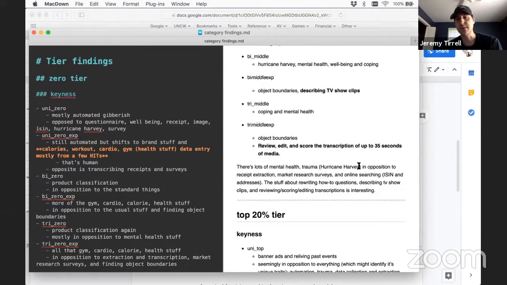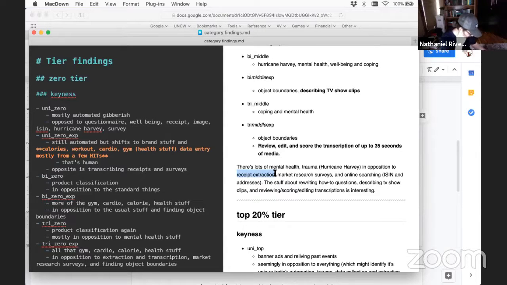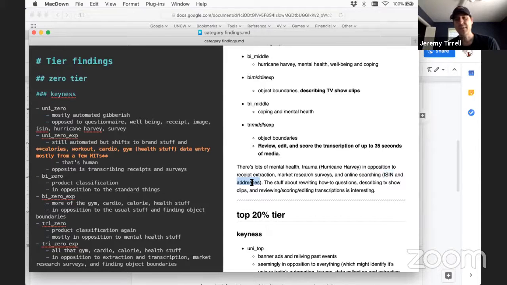In opposition to, and that's the useful thing about the keenness measurements, is it not only gives you what's prevalent, but it gives you the tail. So when we say in the middle 60 that mental health and risk things are prevalent, it puts them in opposition to things like receipt extraction, which is super prevalent. Pulling information out of receipts, marketing research surveys, online searching, like finding ISN codes, or finding email addresses. So it's a lot of Google searching.